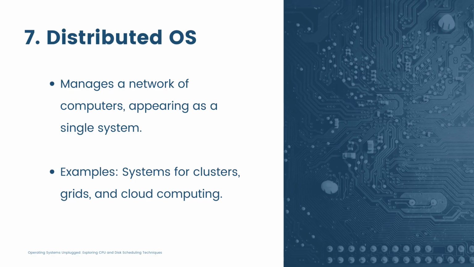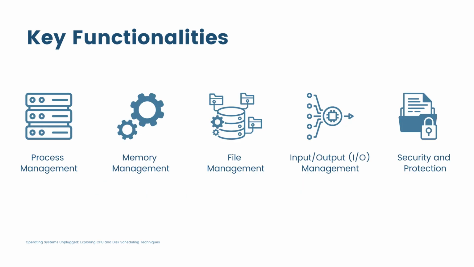The last one is the Distributed OS. This operating system manages a network of computers to function as a single system. For example, in cloud computing, a distributed OS ensures seamless sharing of resources like storage and processing power across multiple servers. Operating systems are known to perform these key responsibilities.